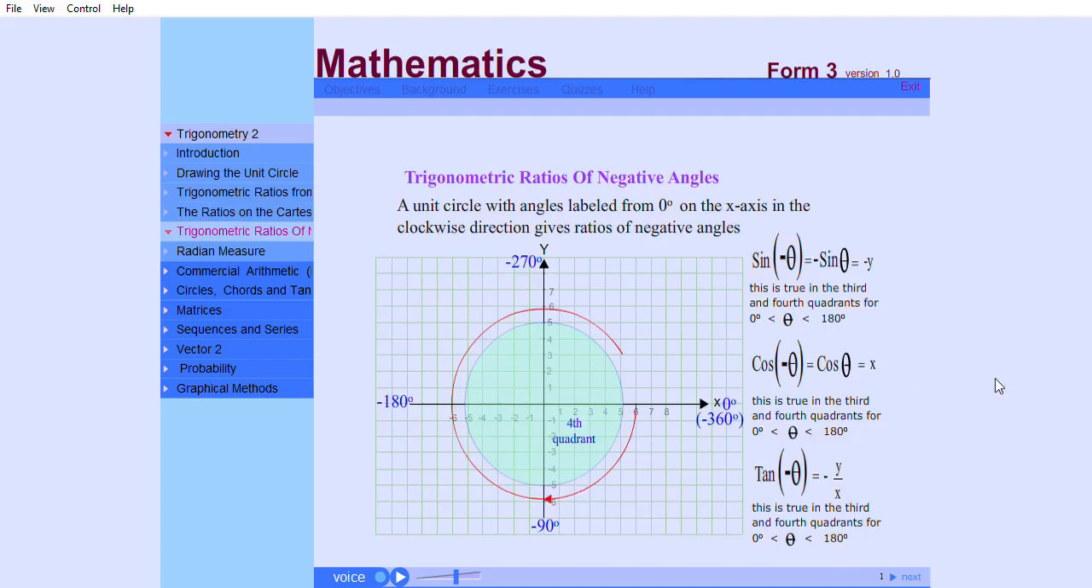Trigonometric ratios of negative angles. A unit circle with angles measured from the x-axis in the clockwise direction gives ratios of negative angles. Sine of negative theta is equal to negative sine theta, which gives us negative y. Cosine of negative theta is equal to cosine theta, which gives us x. Tan of negative theta is equal to negative y over x.